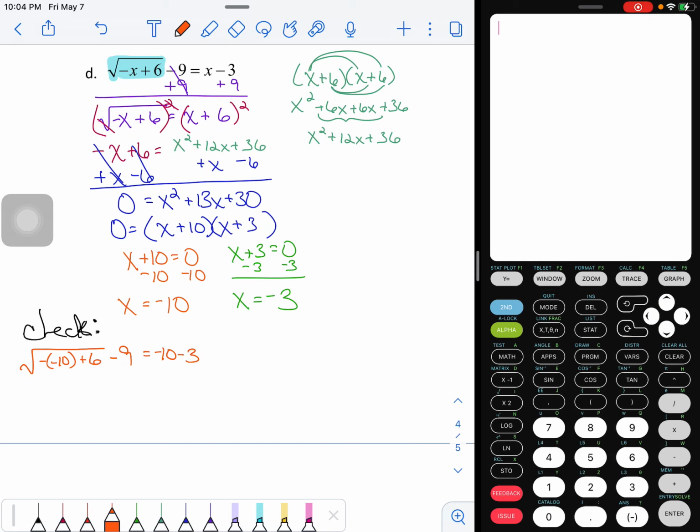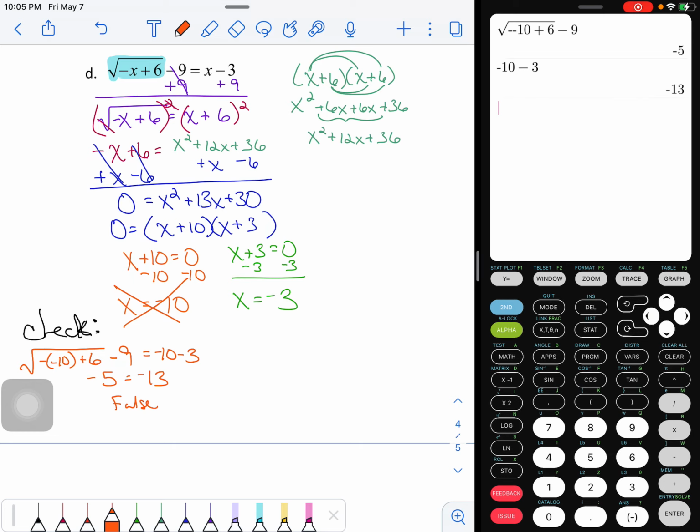minus 3. Okay, so I'm going to put this whole left side in my calculator. So square root of negative 10, I think that'll work, plus 6 minus 9 equals negative 5. All right, so I get negative 5 here equals negative 10 minus 3 equals negative 13. Well, no, that's not true. That is a false statement. Negative 5 does not equal negative 13. So that means that negative 10 is not a possible solution for me.